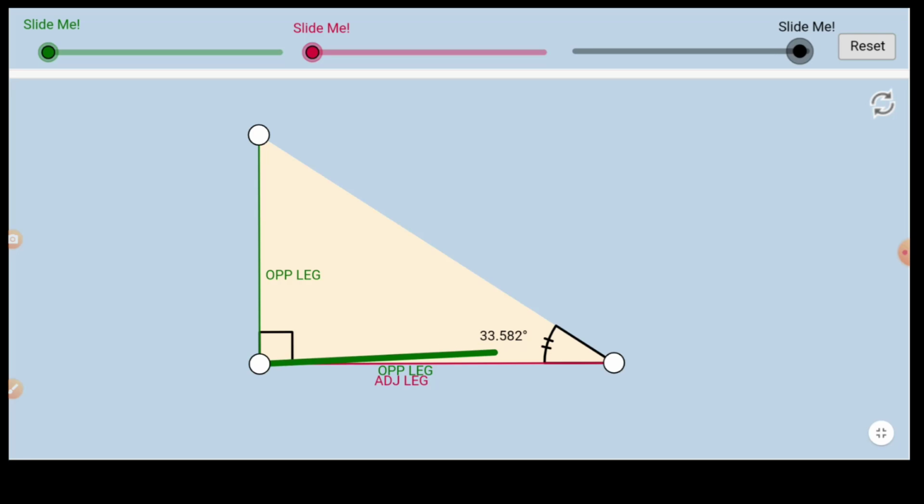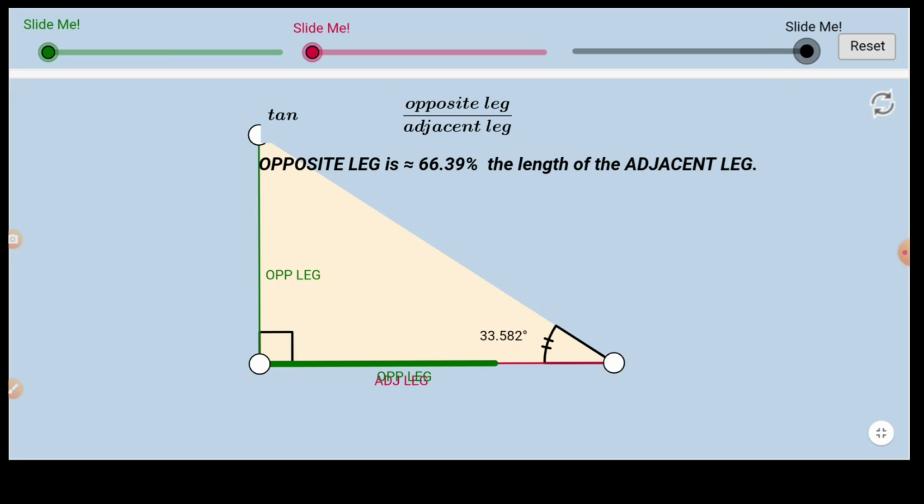What do we think the answer is? Well, the opposite side is a little bit shorter than the adjacent leg. It looks like about 60%, about 75%. Yeah, maybe about 70% of the way. So I think the ratio is going to be like 0.70 or somewhere right around there. Let's take a look. Ooh, close, 0.66. All right, so remember, that's the tangent ratio. That's the one we were learning on.